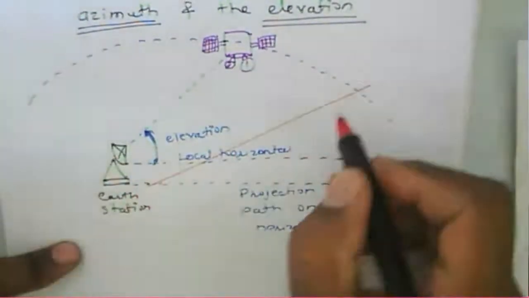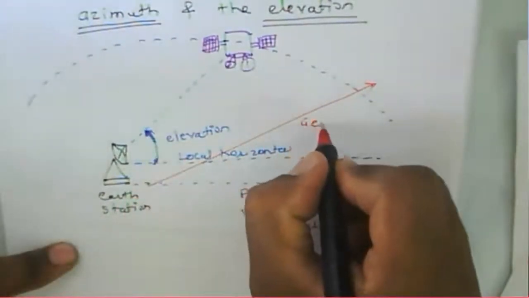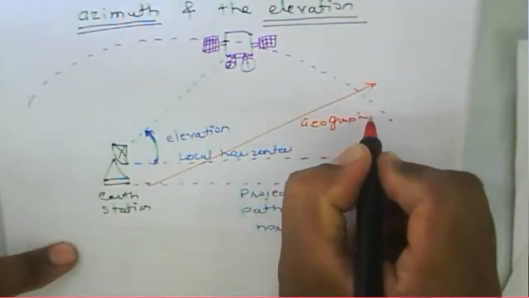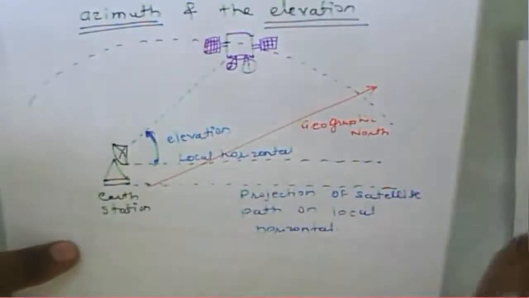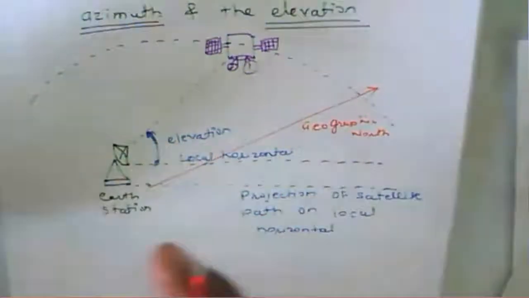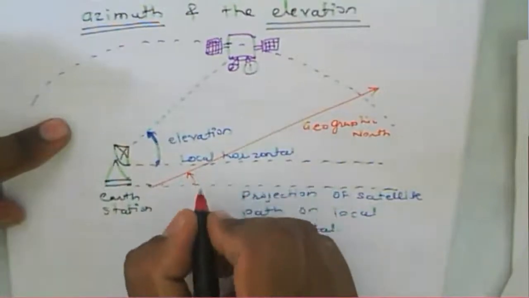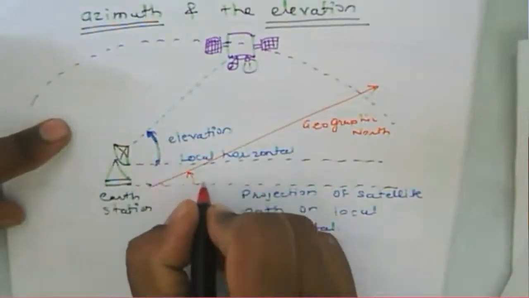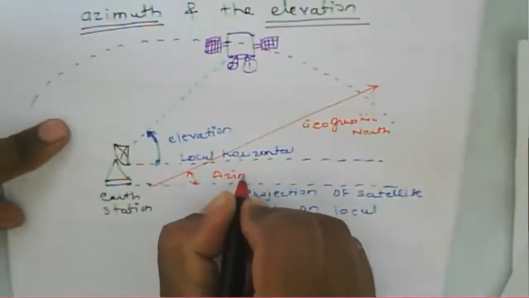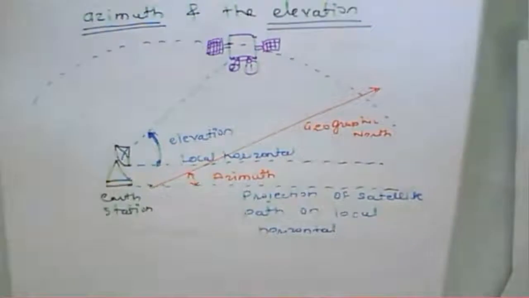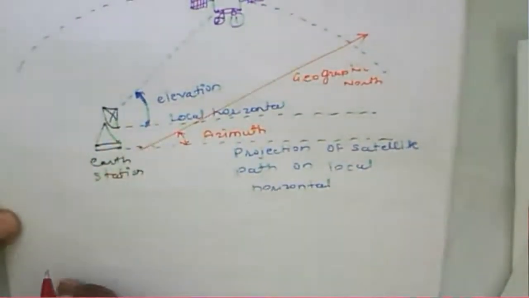Now from this, if you see that this is about a position, we have the Earth station here, so we can say that this direction is the geographic north. Geographic north means what? We have a satellite in an orbit, but this geographic north is from the Earth station, and whatever the angle from this geographic north to this particular horizontal position, that is called the azimuth.